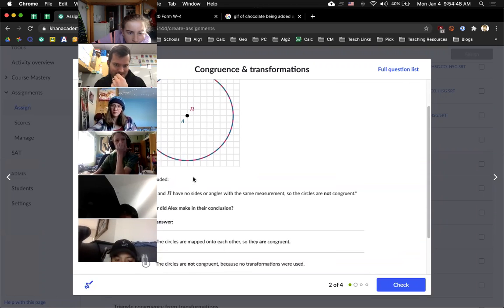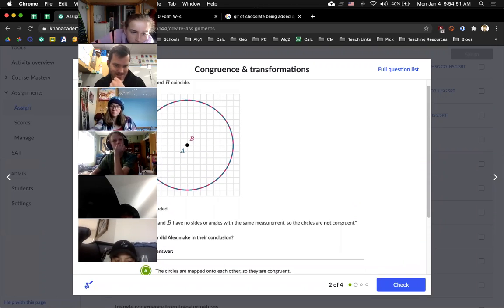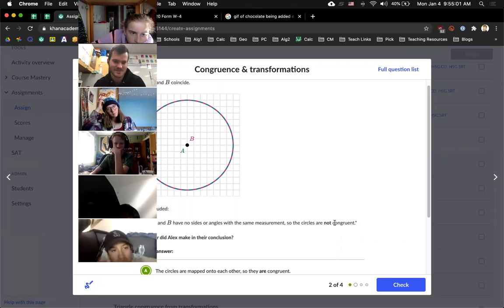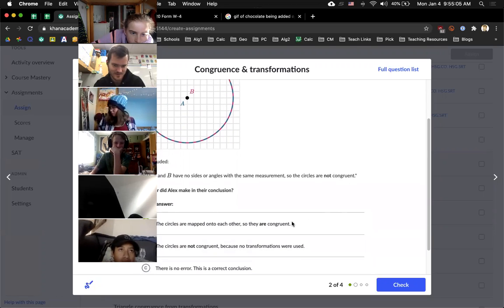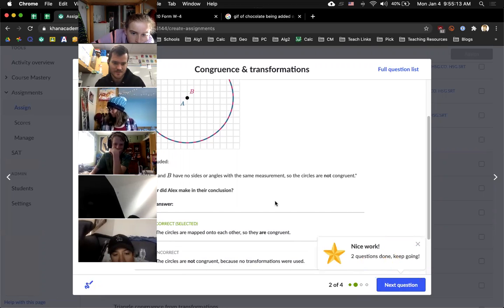Oh, so wait, he's saying something that's incorrect. Alex is saying circle A and circle B have no sides or angles, so the circles are not congruent. You can have any shape that has any curve congruent as long as they map onto each other. You don't have to have a side. So Alex, finally, we do have our first student error. The circles are congruent. Any shape, even with a curve, can map onto one another. So, they made an error, yay.